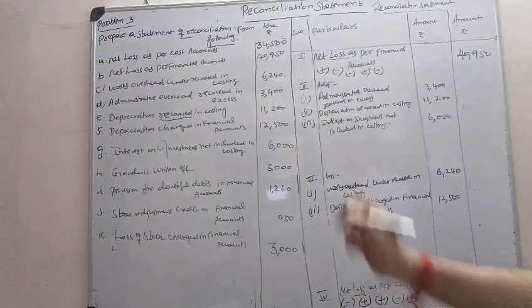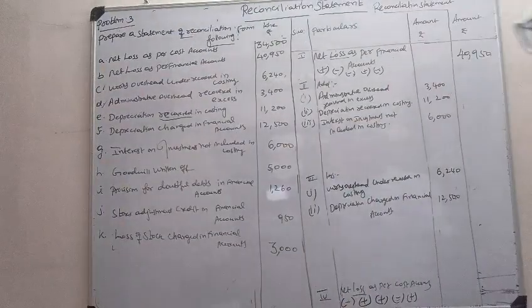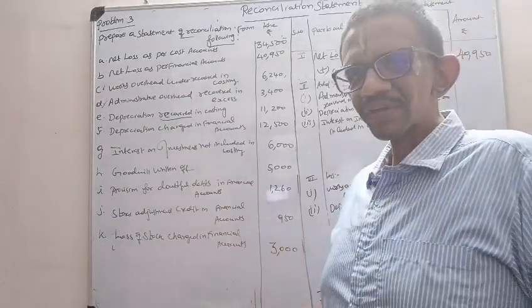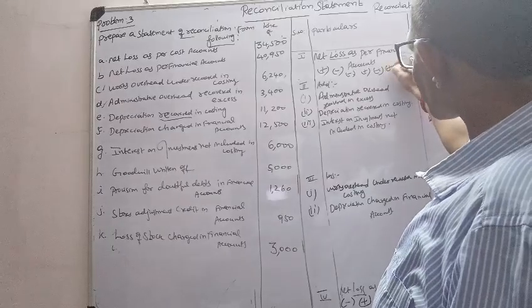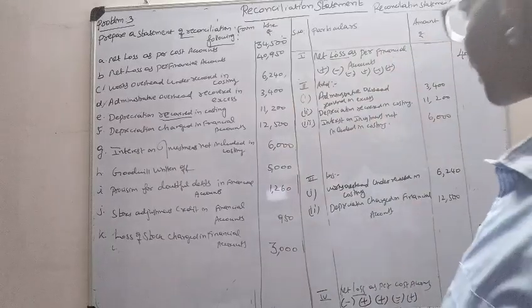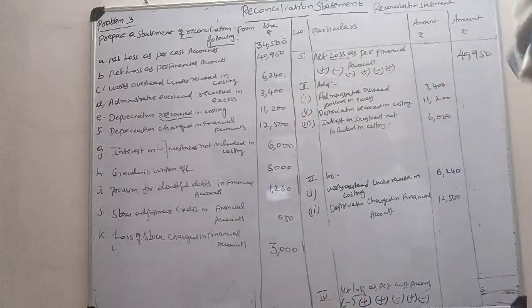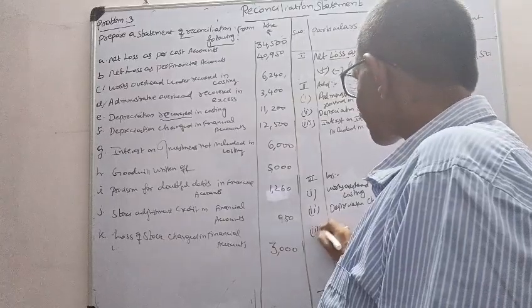Next, goodwill written off. Goodwill is applicable only in financial accounts, not in cost accounts. Goodwill written off in financial accounts is already an expense, so it increases the loss in financial accounts. So plus here; in cost accounts, minus. What the output profit says, that is minus. You have to subtract.